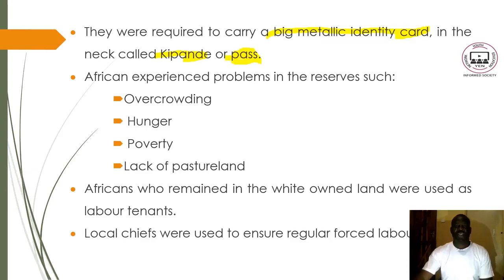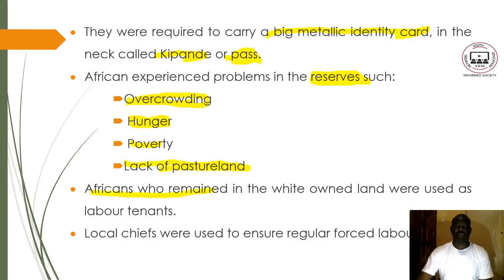So Africans experienced problems now in the reserves, that is the new places that were created for them. So what were the problems of Africans in the reserves? Number one, overcrowding, because it was like they were just shifted from one place to say, now we have created a place for you to settle. Move out of the Kikuyu highlands, no one should settle there. Then hunger. Apart from overcrowding, then there was hunger, then poverty, then lack of pasture land. So they were just like packed together with few resources there.